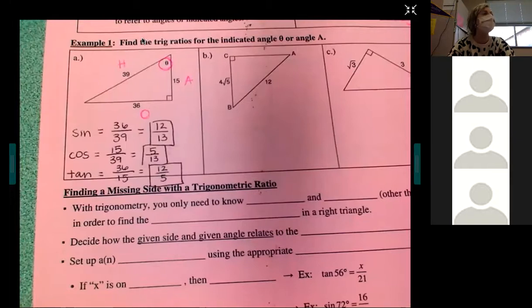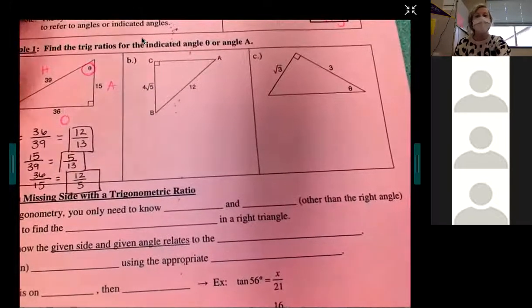Honestly, it's one of the easiest things we've done, but you've got to know the saying and you've got to label your sides right. Because if you mess up the sides, even if your saying's right, the ratios will be wrong. Do I need to do another one before I have you try one? Okay, one more. I'll do one more with you and then I want you to try the other one.